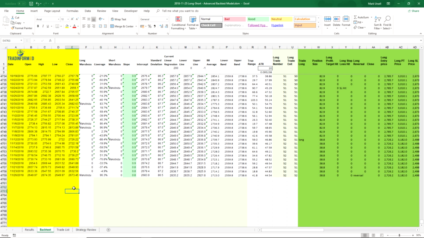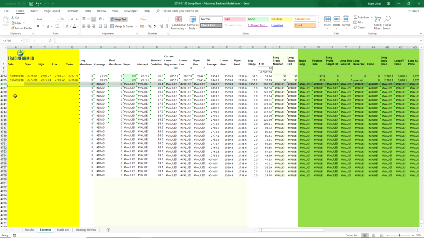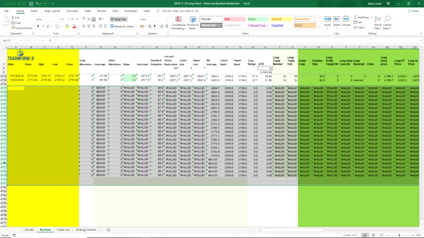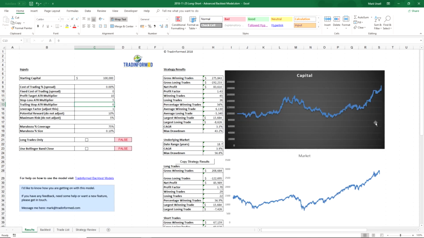The other scenario you might have is when you have less historical data than formulas. What you need to do is just delete this final row and then simply highlight all of these, delete, and you just get rid of all the excess formulas. So that's how to change the historical data. If I go back to the results, you can see it has changed the results.